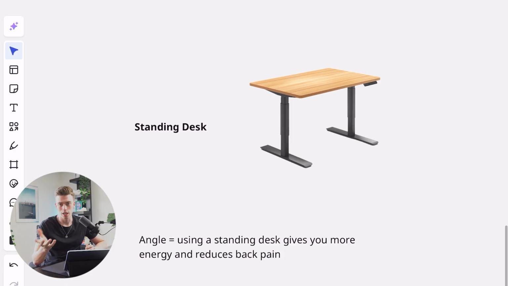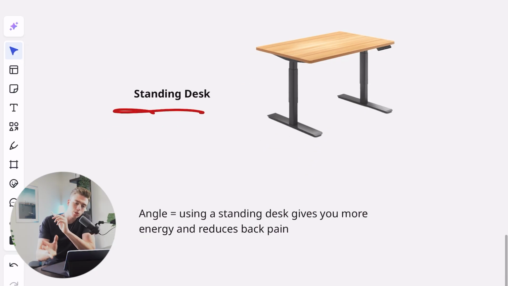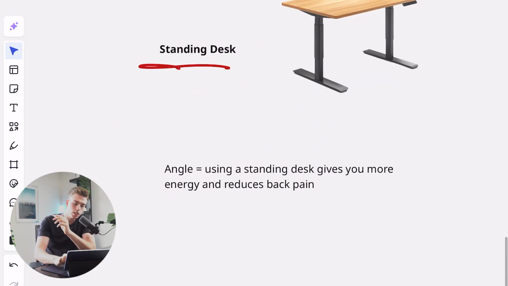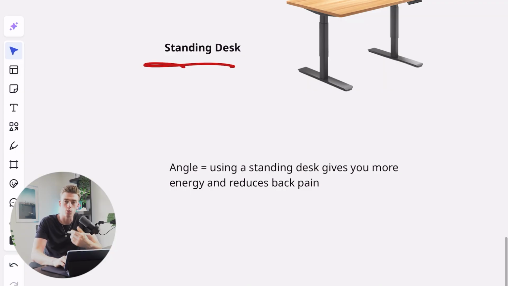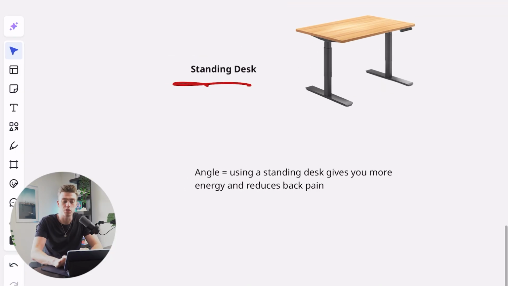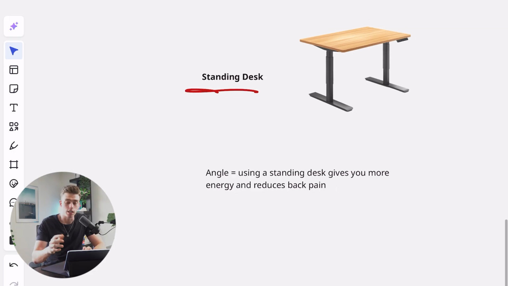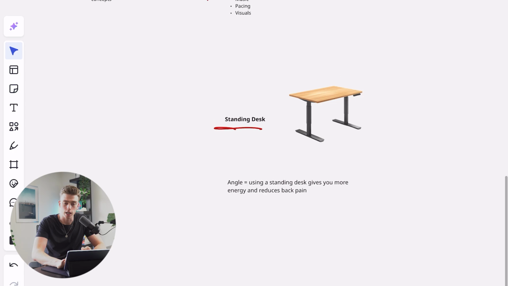So in this example I'm going to give you here, we're going to be working with a standing desk. So the ad that we have found uses the angle: using a standing desk gives you more energy and reduces back pain. All right. This is what we have analyzed, and we've seen that this is the angle, or the thing that is working about the ad.